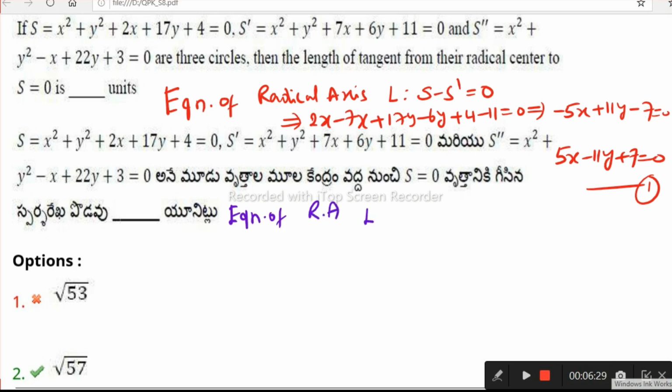From S, S dash and S double dash, I am taking L dash. Thus S dash minus S double dash is equal to 0. Okay, two radical axis equations are enough. What is L dash here?